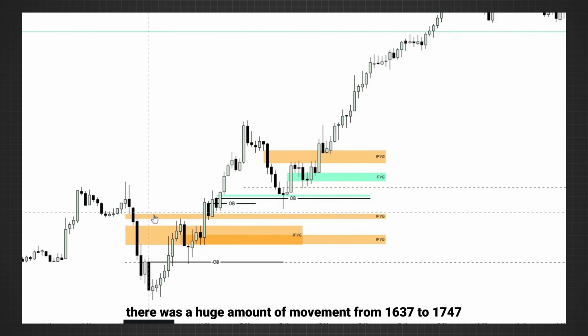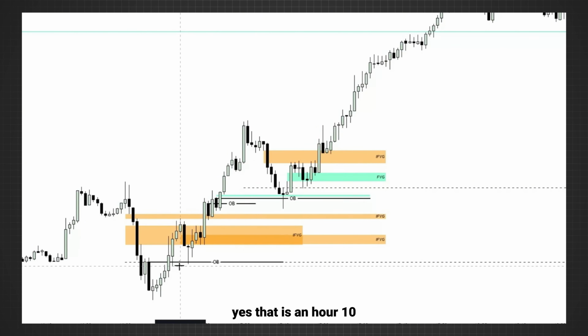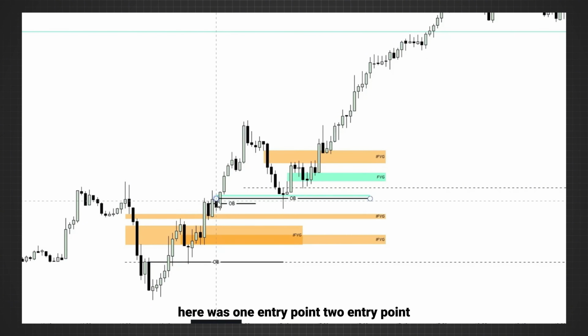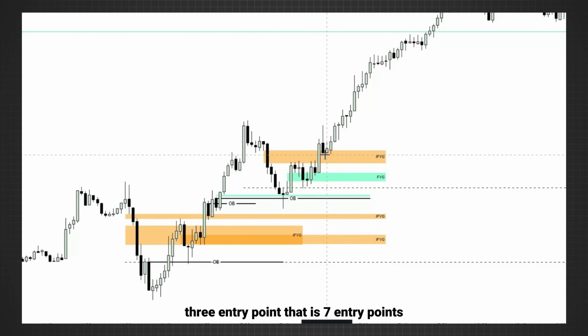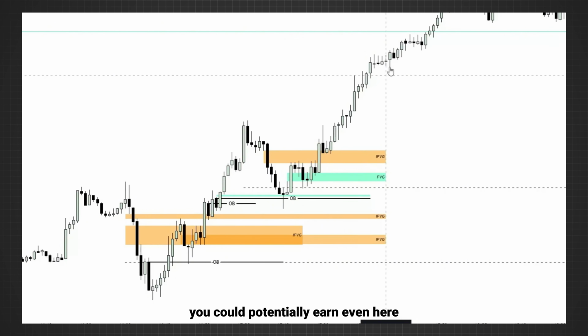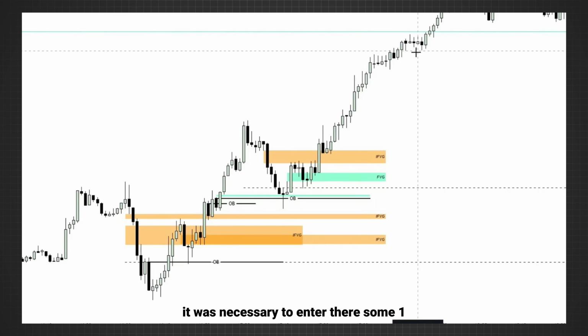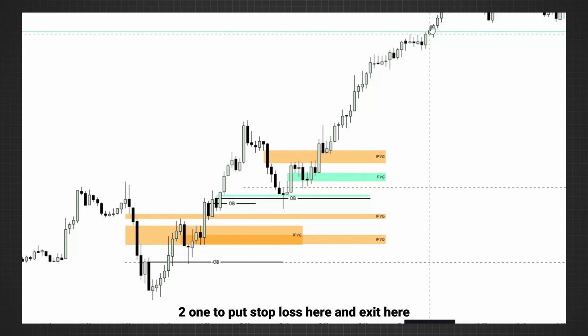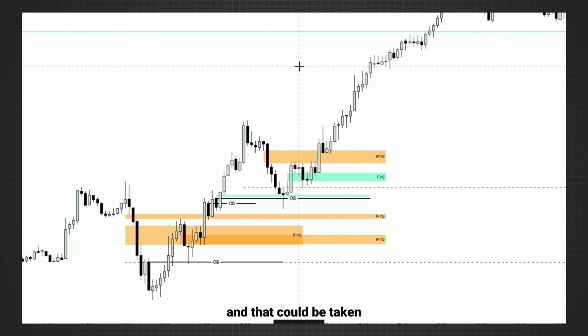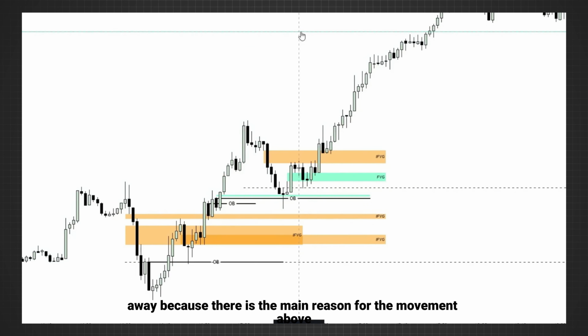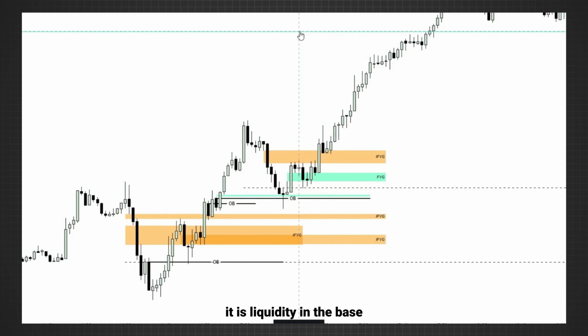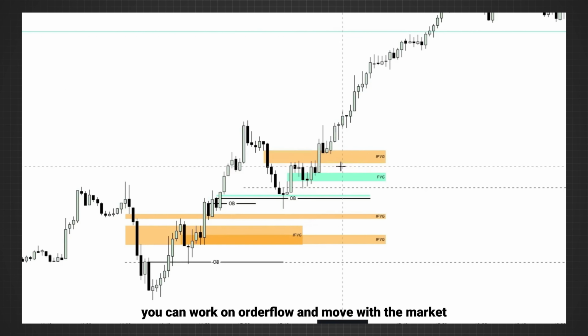There was a huge amount of movement from 16:37 to 17:47. Yes, that is an hour 10. Here was one entry point, two entry point, three entry point. That is seven entry points you could potentially earn. Even here it was necessary to enter, put the stop loss here and exit here. And that could be taken away because there is the main reason for the movement above. It is liquidity and the base, which on H4 or on M15 I also showed. That is a certain context. When you have this context, you can work on order flow and move with the market.